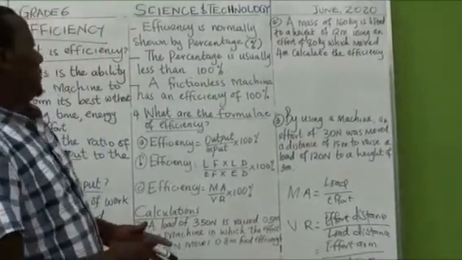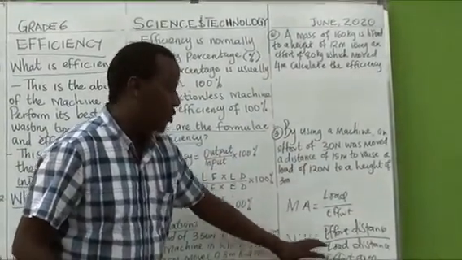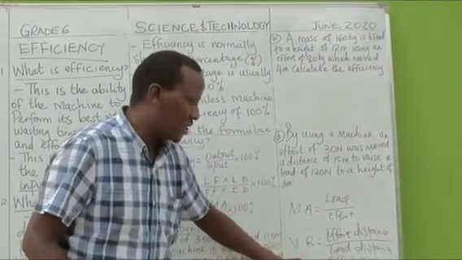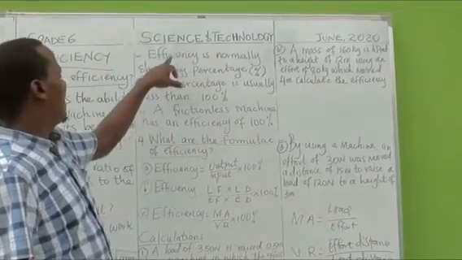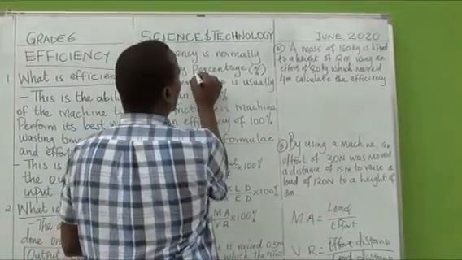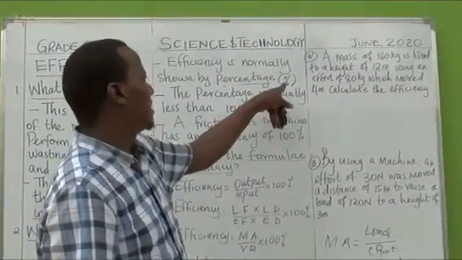Now, remember, when we were calculating mechanical advantage and velocity ratio, we had no units. Mechanical advantage had no units, velocity ratio had no units. But now, when we come to efficiency, efficiency is normally shown by what we call percentage. And you know very well, the sign for percentage is right there.